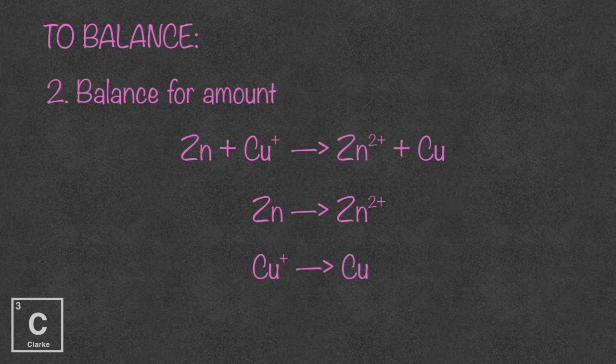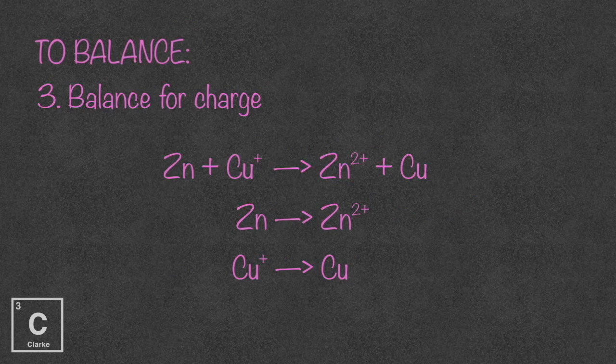Step 1 done. We need to balance for amount. This is what you know how to do. This is adding those mole ratios, those numbers in front, those coefficients. Okay, so if I'm looking, I only have 1 zinc, 1 zinc. The amount is the same. Here I've got 1 copper, 1 copper. The amount is the same. For in this example, because I'm trying to use a really simplistic example, there is nothing to balance for amount. So we're going to move on.